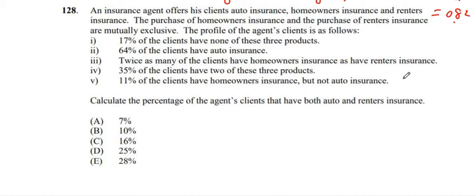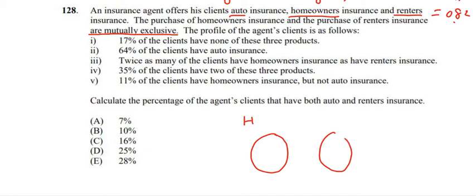So this problem, we have 3 insurance types: the auto, homeowner, and renter. So here just the 3 factors. So we use a Venn diagram. Okay. So we say those 2 are mutually exclusive, home and rent. So we put home here, suppose it is home, and here is rent.